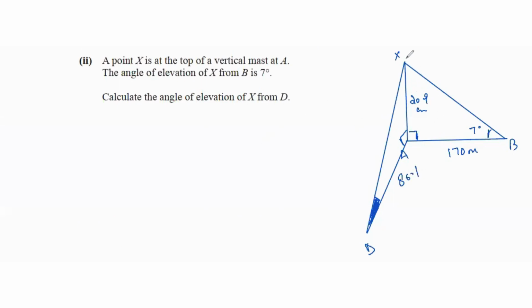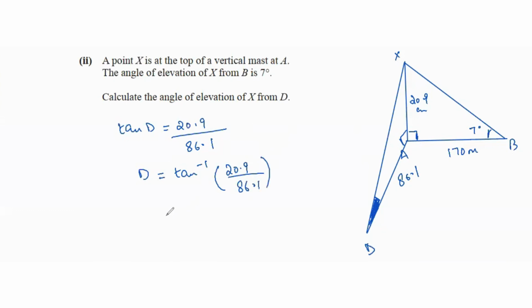So we have the opposite, we have the adjacent, we have to calculate this angle. So what we can do is use tan again. Tan of angle D equals 20.9 divided by 86.1. So D would be tan inverse of 20.9 divided by 86.1. And that is going to equal 13.6. That is your answer.